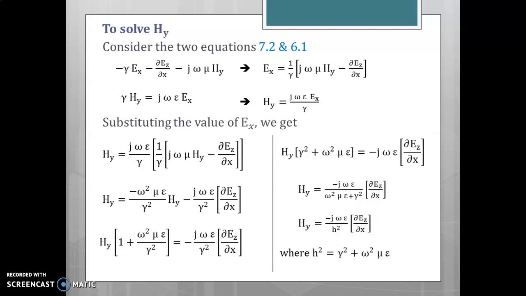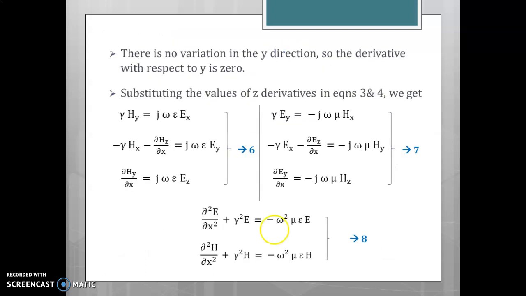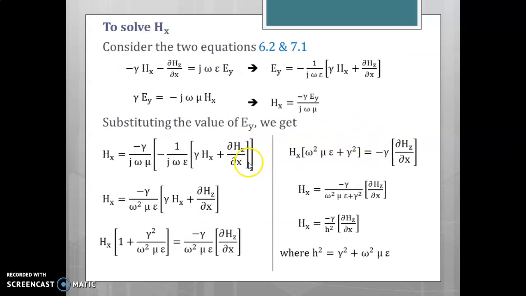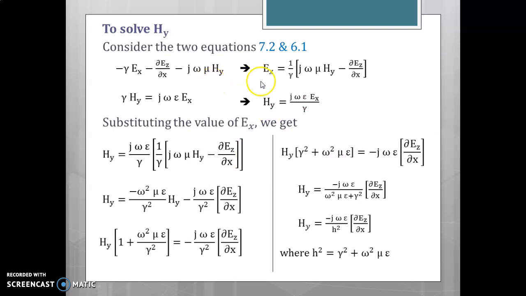So follow the same procedure for Hy. Now I need to take the equations which contain Hy, that is equation 6.1 and equation 7.2. You find Ex from one equation, and from the other equation you find Hy, and similarly substitute Ex in this equation. You take the LCM, group the terms, and finally you will end up with Hy is equal to minus j omega epsilon by h square dou Ez by dou x.